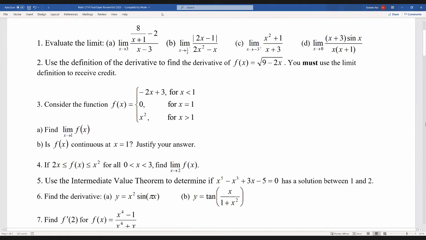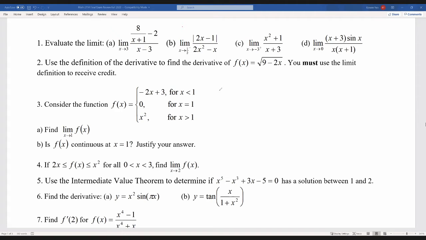How can we solve number 4? Everybody should learn how to solve this kind of problem, okay? For your final exam review, right? It's very important, okay? So, is f(x) continuous at 1? No, because the limit value is 1, the function value is 0. They're not the same. So that's why you have to justify your answer, right?